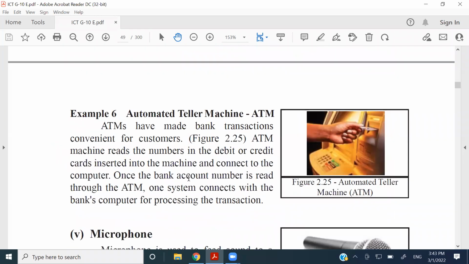And the ATM, actually, when it comes to the ATM, we can't take it as an input device, right? The ATM has a card reader inside it, and the card reader reads the magnetic stripe behind the card. So the card reader can be considered as a particular input device which helps to read the details of the card, right?